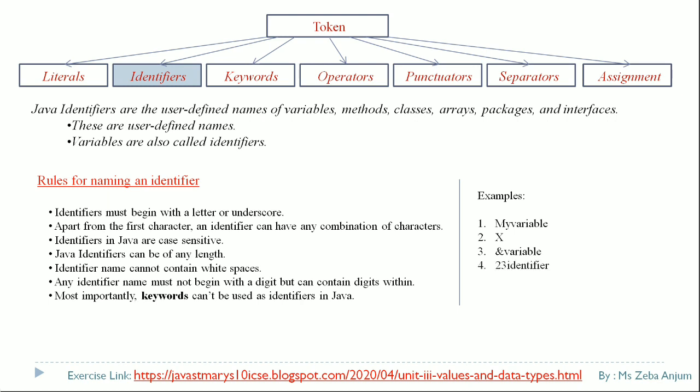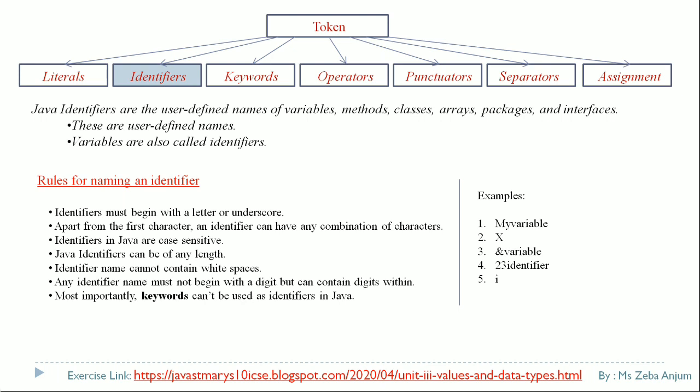fourth one this one. Now, among these five examples, we have to identify what are the valid identifiers and what are invalid identifiers.